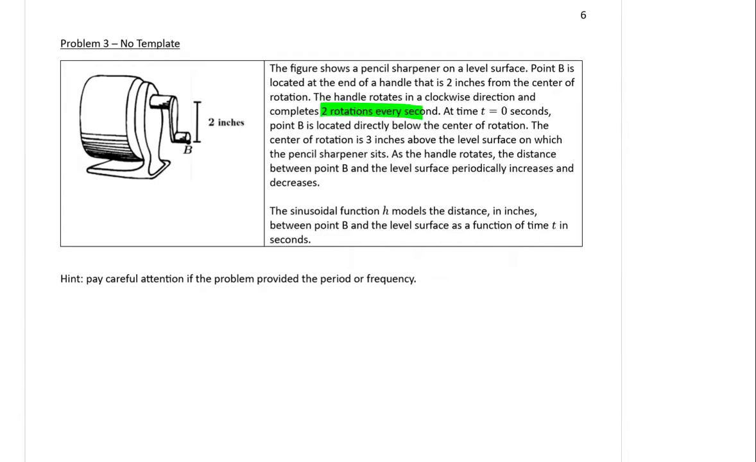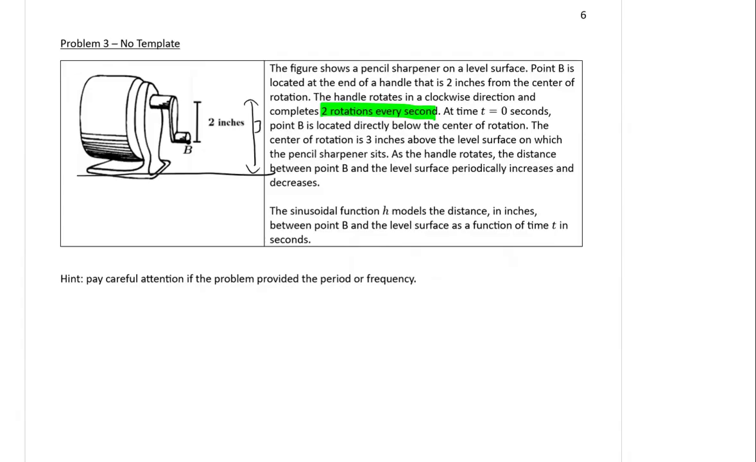Highlights. At time t equals 0 seconds, point B is located directly below the center of rotation. The center of rotation is 3 inches above the level surface on which the pencil sharpener sits. The center of rotation, so here is the center of rotation. If this is the level surface, like imagine it's a table or something, then this is 3. Okay.